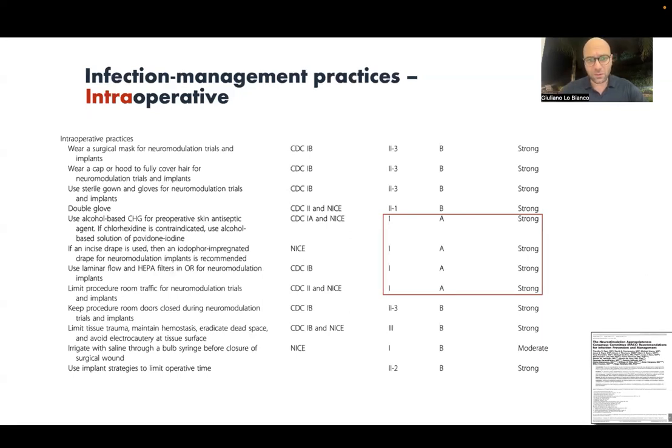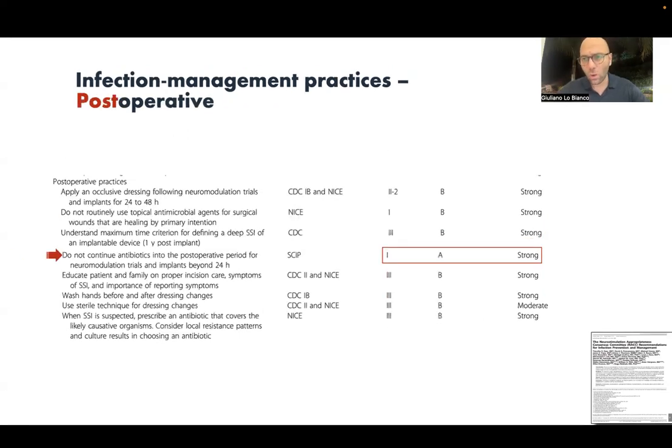During the intraoperative management, we use an alcohol-based antiseptic agent for preoperative skin antisepsis, and if chlorhexidine is contraindicated, we can use an alcohol-based solution of povidone iodine. And if you're using an incise drape, then an iodophor-impregnated drape is recommended, and also laminar flow filters, and of course limit the procedure room traffic. I mean, the operating theater during an SCS implant is not a party.